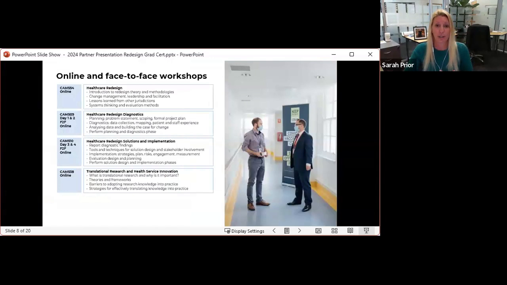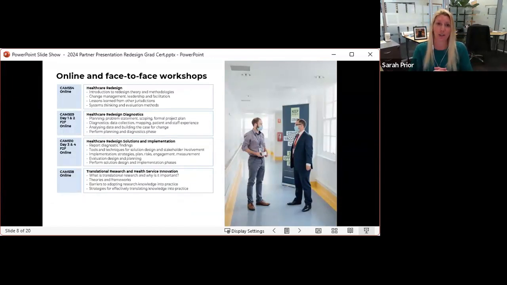So the 4 units within the graduate certificate are listed here. So the first unit is an introduction to healthcare redesign theory and approaches within healthcare redesign. It looks at change management, leadership and systems thinking quite broadly. And then the following 2 units are our project units. So they're what we call CAM 509 and CAM 510.